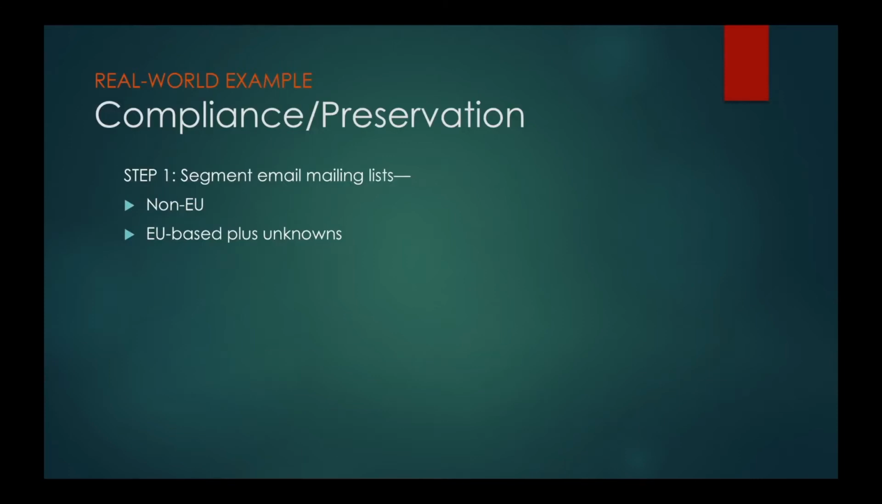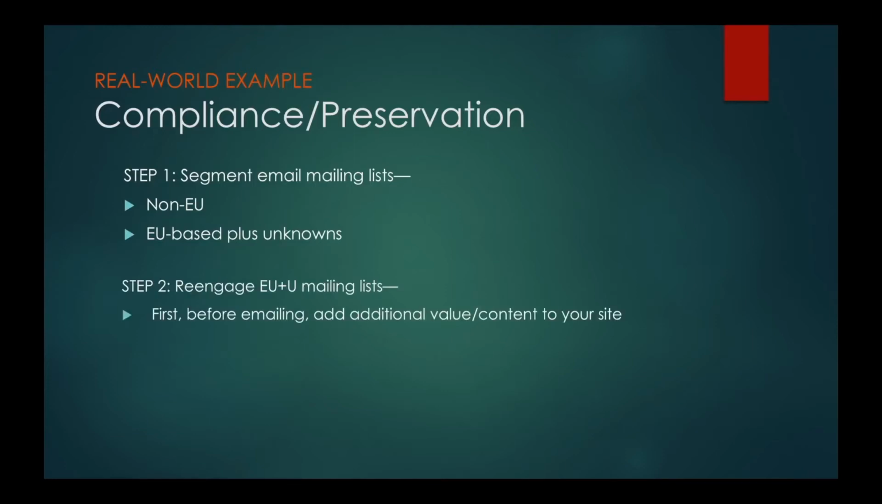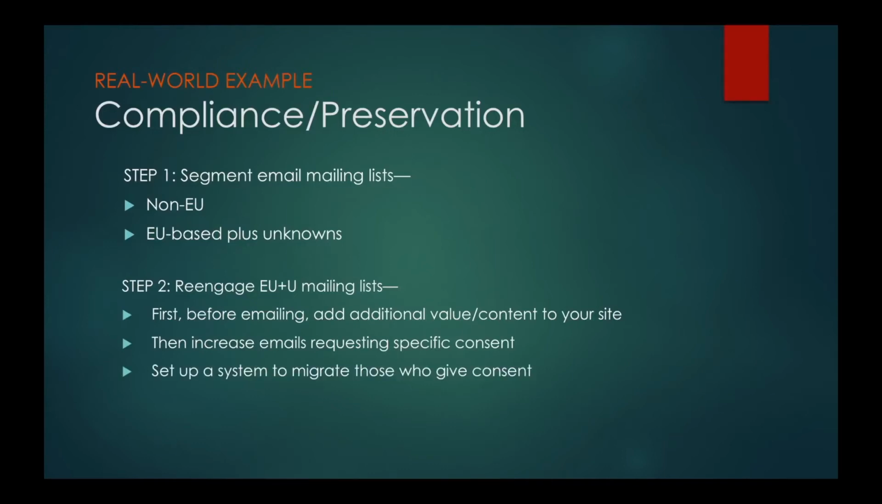For the EU/unknowns, you're going to need to re-engage with them repeatedly before May 25th. For example, first promote and deliver extra value. Talk about new available content on your site, or maybe even send it directly, and then send an email specifically addressing GDPR and requesting their specific consent. Now, remember, you need to make sure you have systems in place to migrate those who consent to an EU consent confirmed segment or list. So there's some work involved here.